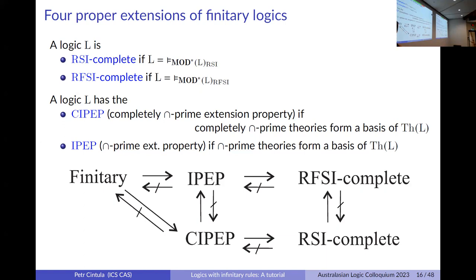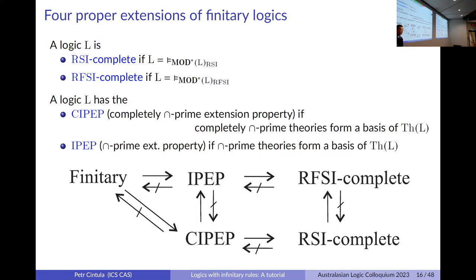So these are really four proper extensions of the notion of finitary logic, each of them strictly bigger, each of them different. And it's not even trivial because there is a logic which is not even RFSI complete. So this class of RFSI complete logics does not coincide with the class of all logics. So that's also good, you know, not to define trivial notions. Yes, so we have seen that this hierarchy is not completely trivial.